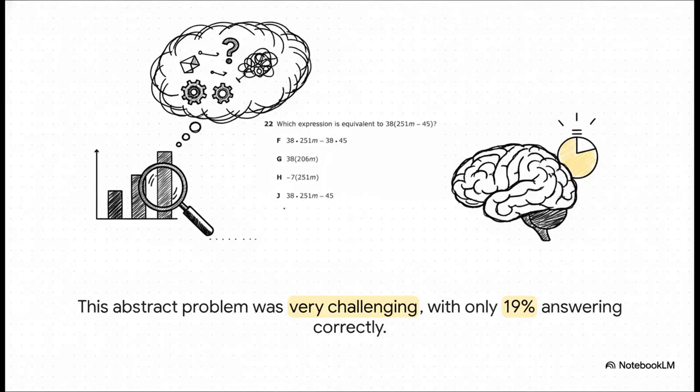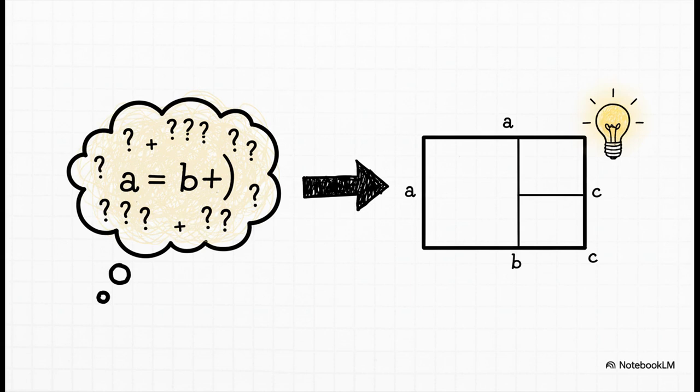I mean, look at this monster. 38 times the quantity of 251m minus 45. To a sixth grader, that's not math, that's just a jumble of symbols. And the data shows it, only 19% of students got this right. We have got to make this real for them. So, what's the fix? How do we do that?